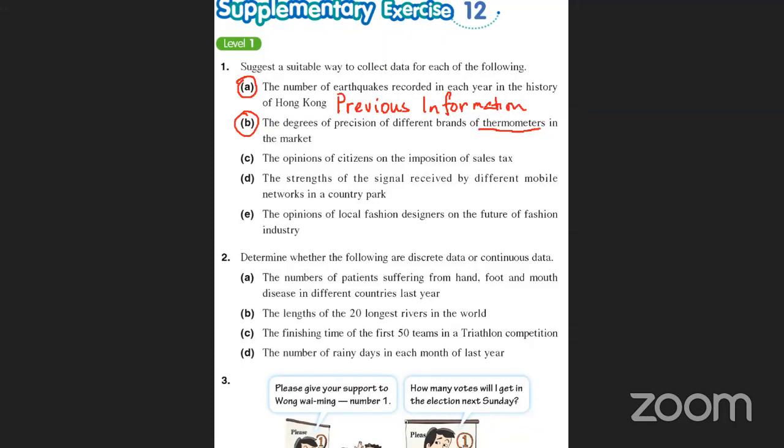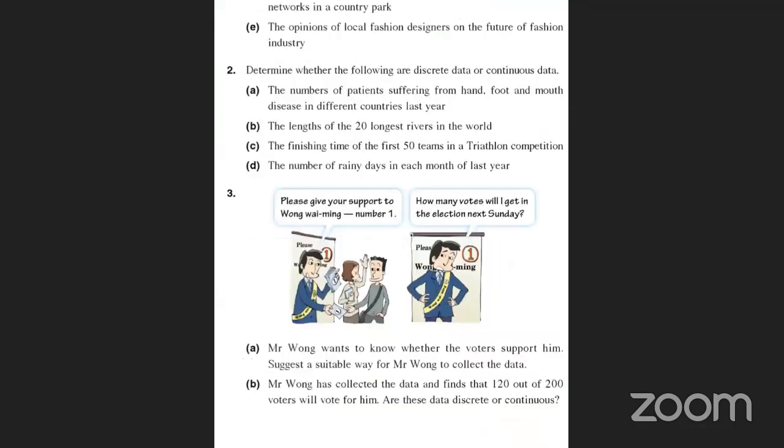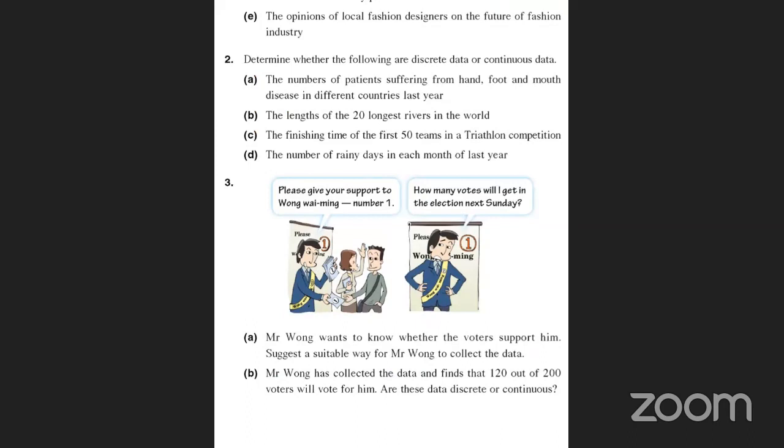So if I want to check whether it is good enough, then what do you think? Which way we can use to get the information? Questionnaire, you ask questionnaire. Can you talk with the thermometer? What do you think? Okay, right. Experiment, right. Then you know how to do it, okay? Then you can finish question part C, D, and E by yourself, okay?